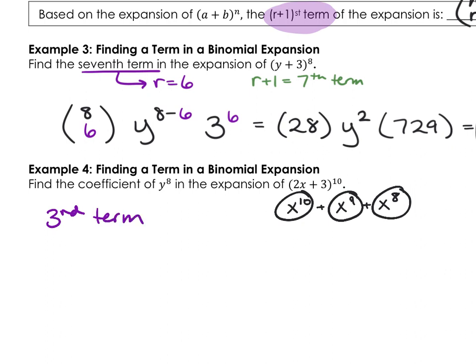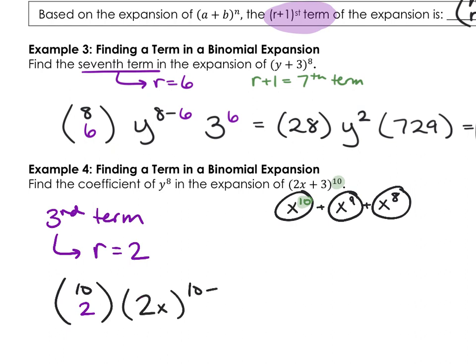Again, the reason I figured this out is because the biggest power is going to be with n, and then they get smaller each time. So the 8th one is the third term. Now, if I'm looking for the third term, what does that mean r is going to be equal to? 2. Now I know what to plug into my formula. This would be 10 choose 2 times 2x to the 10 minus 2. Why did I put that 2x in parentheses? Both of them are there in the first position, so I include both in that spot. Multiplied by 3 raised to the 2 power.